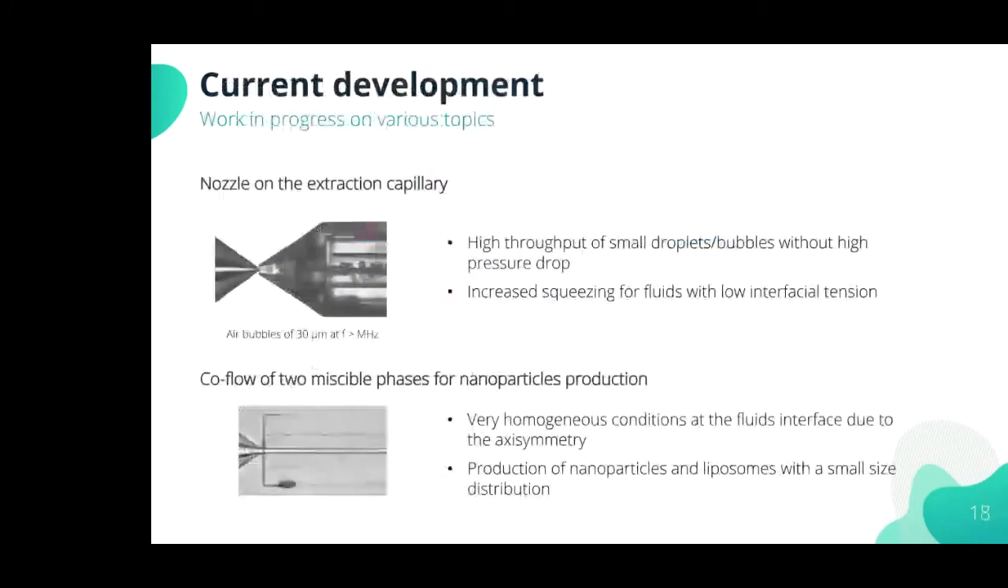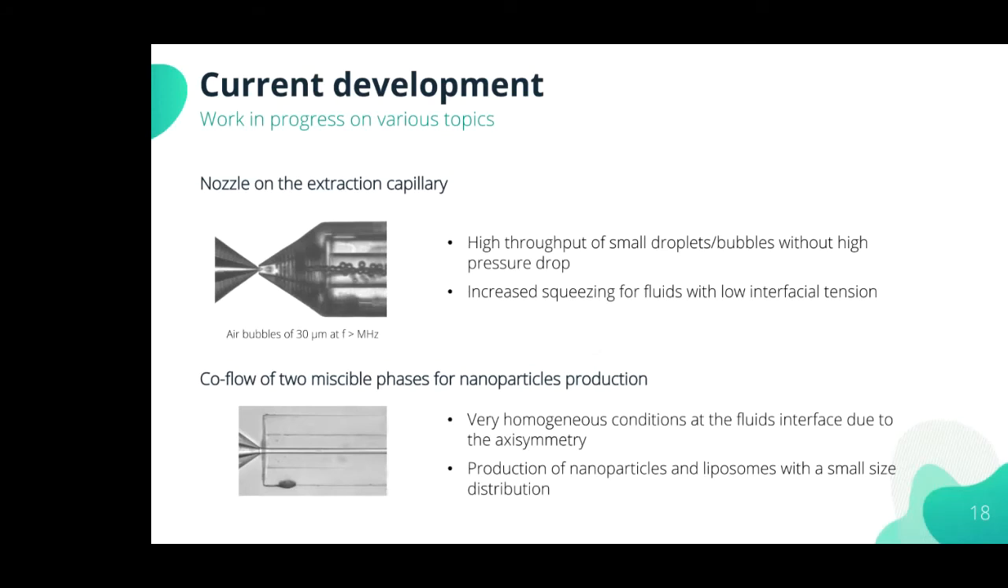Okay, what are now the perspectives of this device? First, we are working on the possibility to extend the range of droplet sizes and fluids available by playing with the nozzle. For example, we can add a nozzle on the extraction capillary, as you can see in the image, in order to increase the shear stress at the junction.